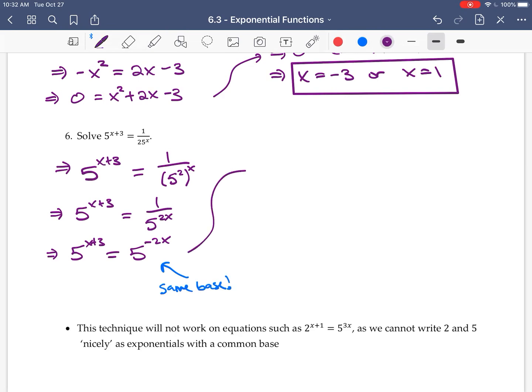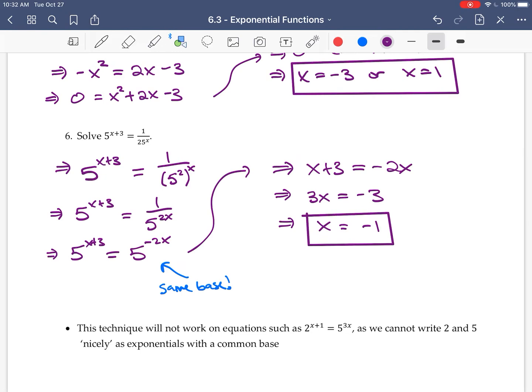Okay, so at this point we can say the exponents have to be equal. So x plus 3 has to equal negative 2x, and then I want to solve for x. That means 3x is equal to negative 3, which means that x is negative 1. Now you can always check your answers by plugging them back in and making sure that you get the two sides being equal.